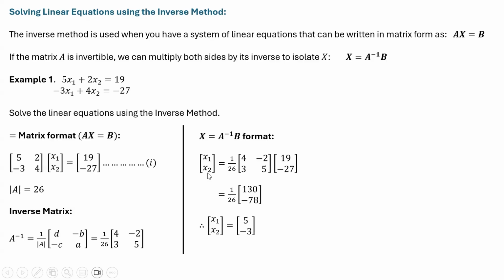So x1 and x2 would be on the left side of the equation, and on the right side, we will use this inverse matrix, which is this one. And then we're going to multiply with the constant, the B, which is 19 and minus 27. You can multiply it, you will get this result, and ultimately you will get two values for x1 and x2. So x1 is 5, x2 is minus 3. So yeah, that is how we can solve a linear equation using the inverse method.